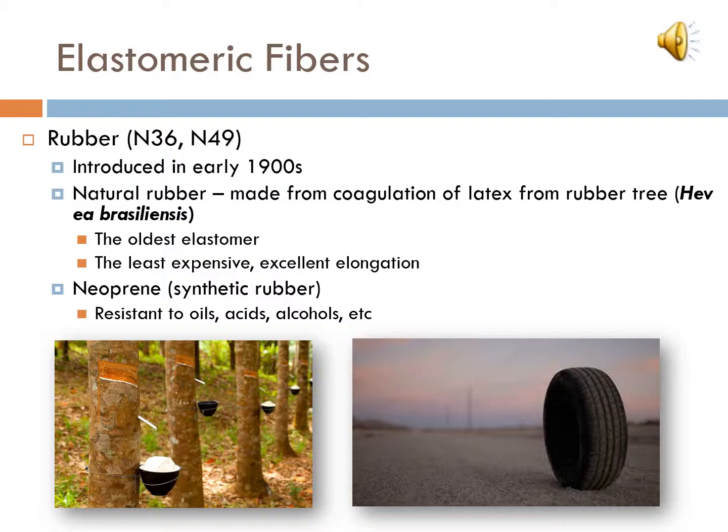Neoprene is the synthetic version of rubber, so if you've ever seen that on a garment tag before, it's basically the synthetic version of rubber. And that is resistant to oils, acids, and alcohols, so it's almost kind of invincible in a way. Both natural and synthetic rubbers are used to make things like tires. So you can see the need for rubber in extremely durable goods and a lot of commercial uses where rubber would come into play.